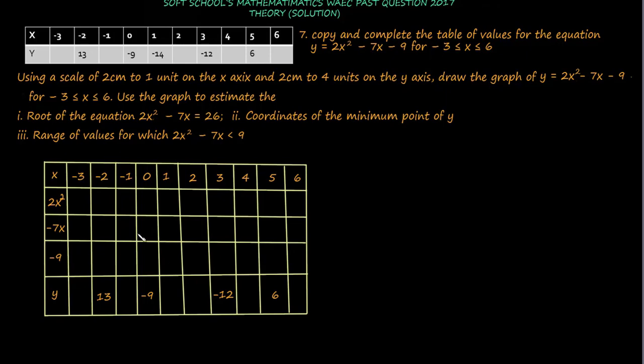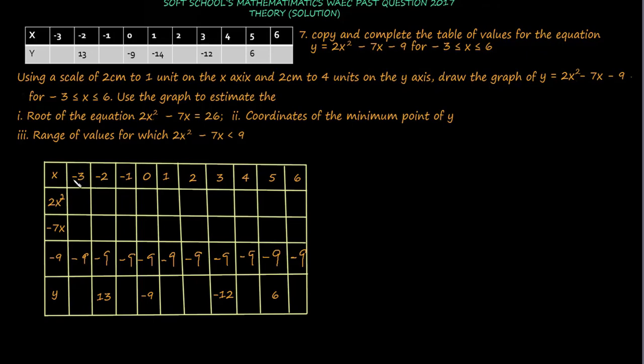So let's start. The first thing we are going to write is our constant. We write it all through because it doesn't change, that's why we call it constant. So we say minus 9 all through, and we continue writing it like that. Then we are going to say 2x squared.